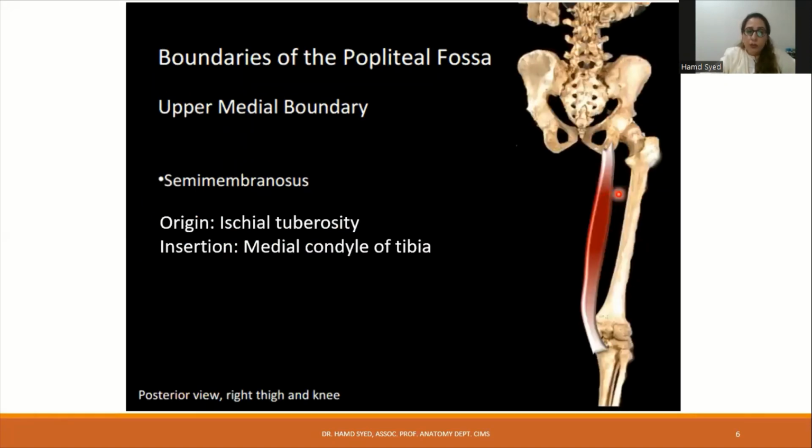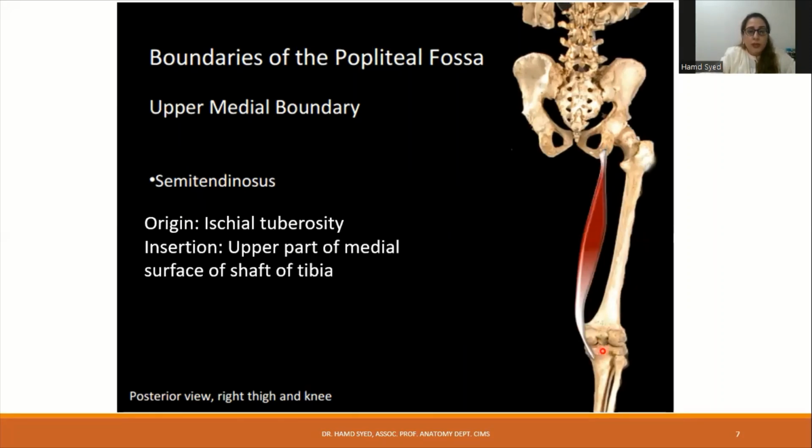Now, the first one, which is semimembranosus, its origin is from the ischial tuberosity of the hip bone. And this muscle then inserts into the medial condyle of the tibia. The semitendinosus is a slender muscle. Its origin is also from the ischial tuberosity of the hip bone, and it is inserted into the upper aspect of the medial surface of the shaft of the tibia.